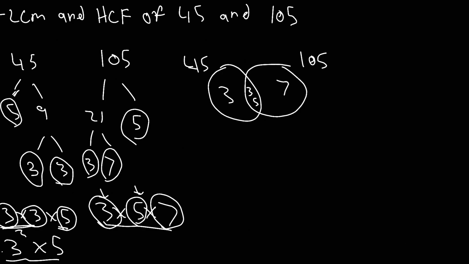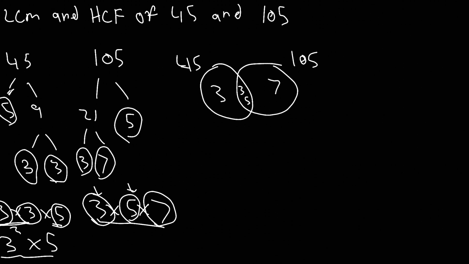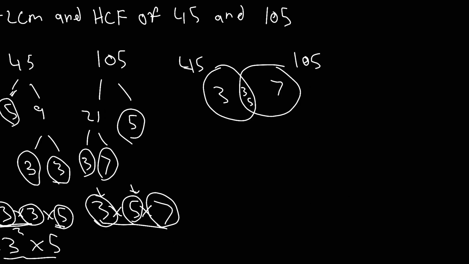Step 3 is to just multiply together to find my numbers. So we said that the highest common factor is just simply the numbers in the middle all multiplied together. So my highest common factor is equal to 3 times 5. Therefore, my highest common factor between 45 and 105 is 15.